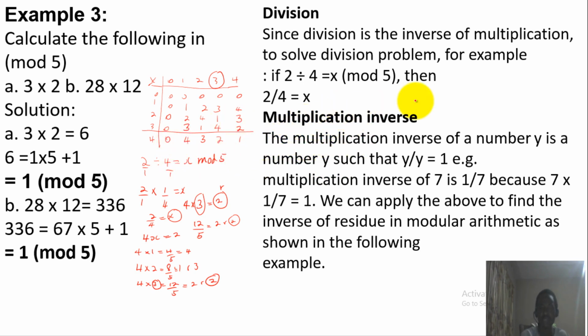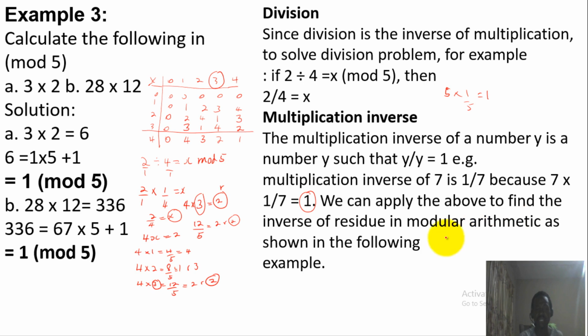But for the multiplicative inverse, you need to understand what we mean by the multiplicative inverse of a number. We're looking for what number we can multiply that will return 1. Therefore, the multiplicative inverse of a number y is the number such that y multiplied by it should equal 1. If I have 5, 5 multiplied by 1 over 5 automatically should give me 1. Basically, 7 multiplied by 1 over 7 will give me 1. We can apply the above to find the inverse of a residue in modular arithmetic.